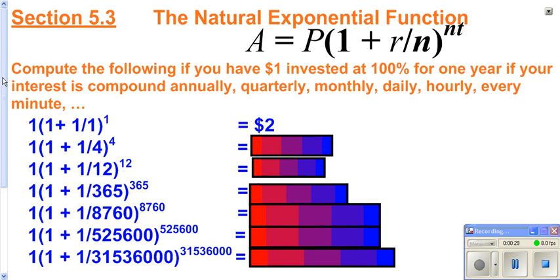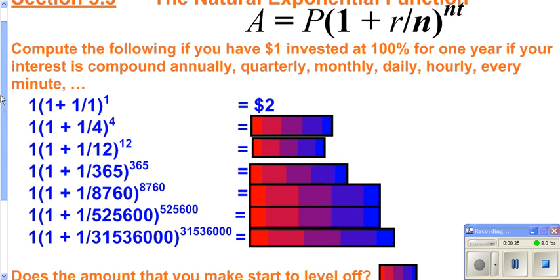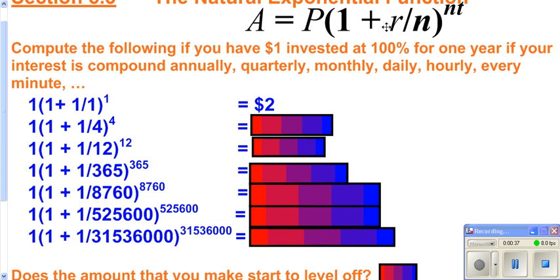And so we're wondering what's going to happen as we continue to compound this more and more. So we plug in our 1, our 1, and our 1. Now we're going to look at compounding this annually. So that means n would be 1, and we get 2. Then what happens when we compound it quarterly? So n would be 4.